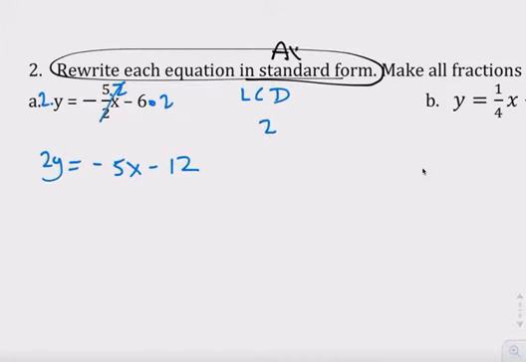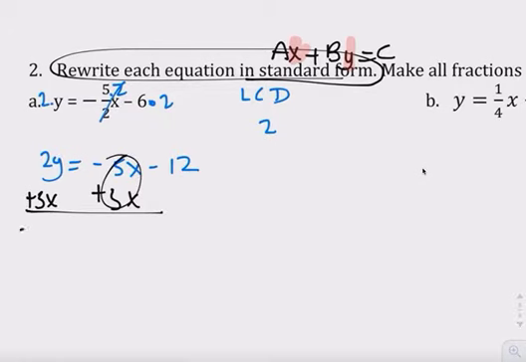So you have to move the x, because standard form, rewrite the equation in standard form. Standard form is ax plus by equals c. X and y are next to each other. Add 5x, add 5x. So you get 5x plus 2y equals negative 12. That's your answer.